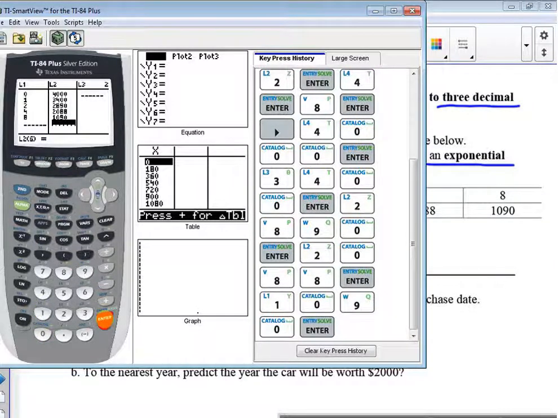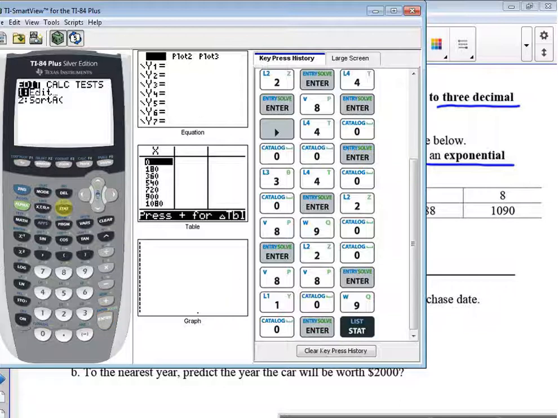Now some kids have trouble figuring out which should go in L1 and which should go in L2. Well, whenever you are dealing with like years and values, years are always on the x-axis. They are always the independent value. The value depends on the year. So L1 is representing the x kind of, and L2 is representing the y. So year is x and value is y. So L1 and L2.